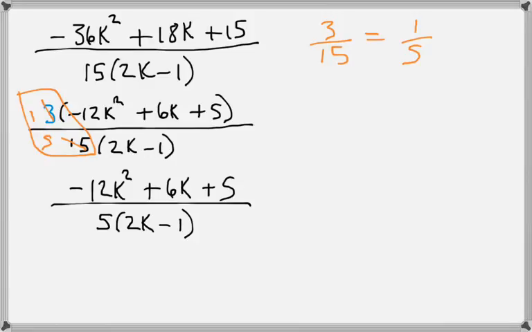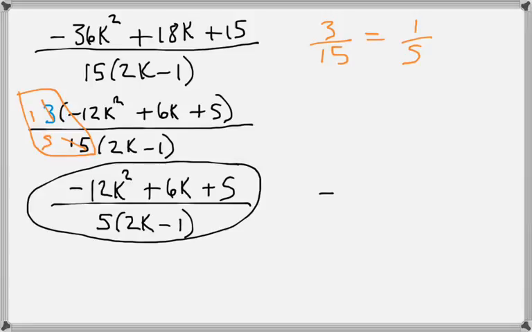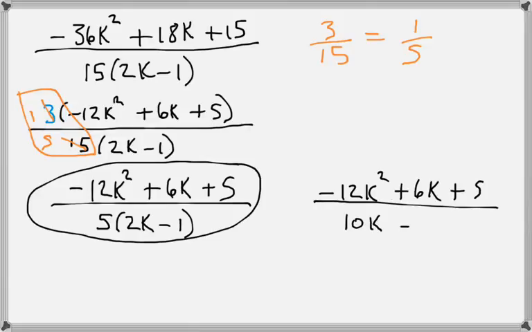And this would be an acceptable final answer. You could also go ahead and distribute that 5 and end up at a negative 12k squared plus 6k plus 5 over a 10k minus 5. Either of those would be an acceptable answer.